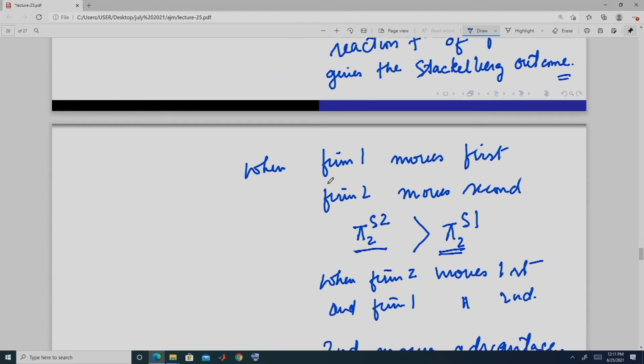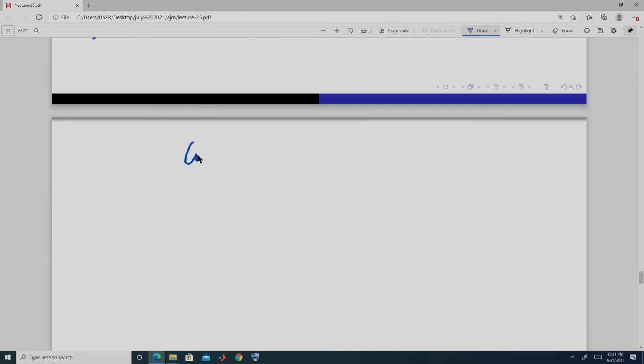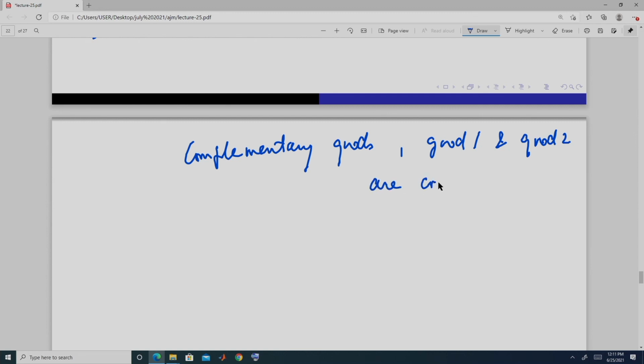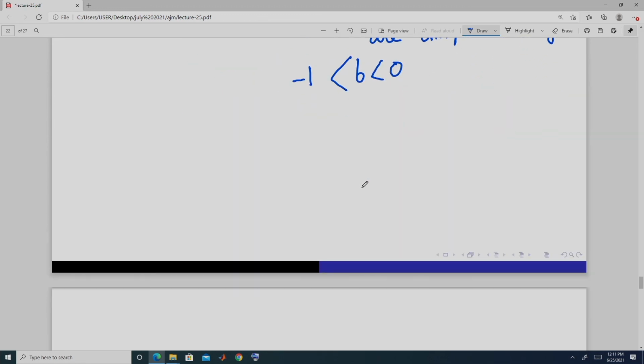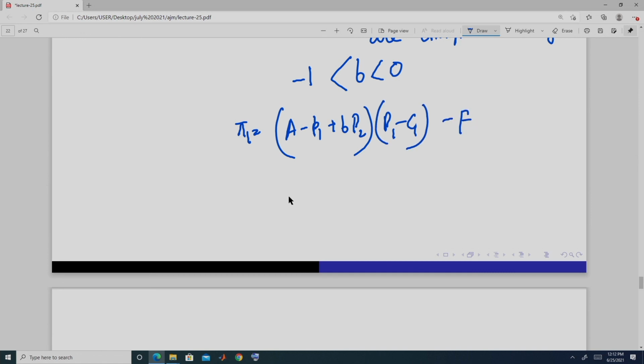Now, in case of complementary goods, that is, good 1 and good 2 are complementary, that means B is negative and B is greater than minus 1. Okay. So, the reaction function: profit of firm 1 is this. We know the reaction function of firm 1.